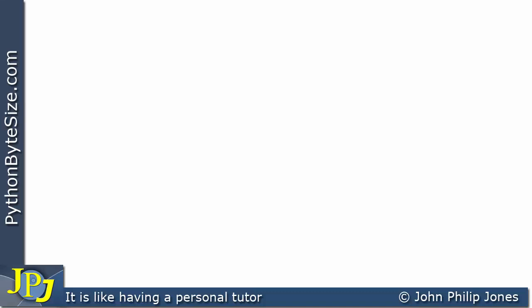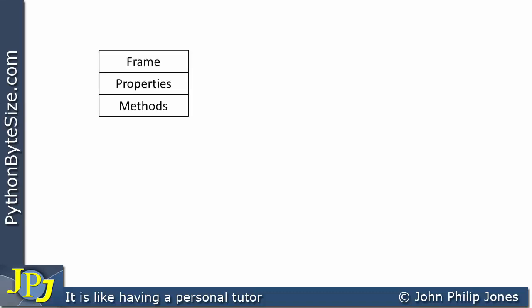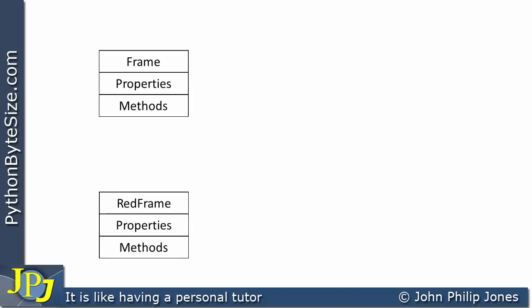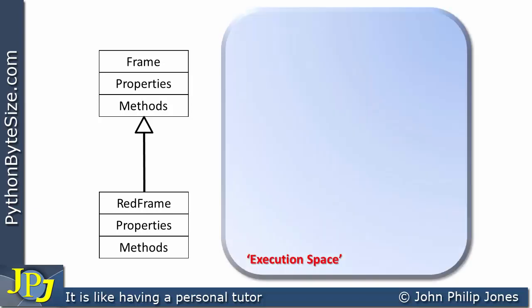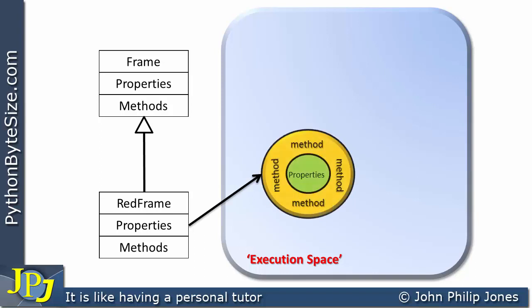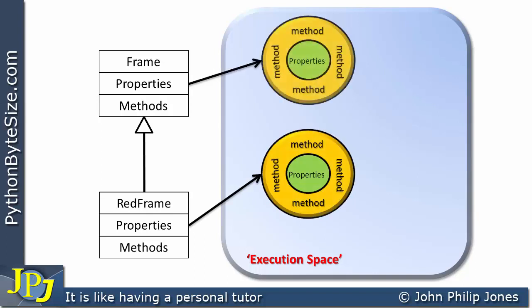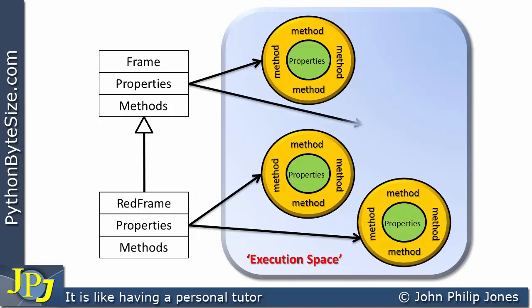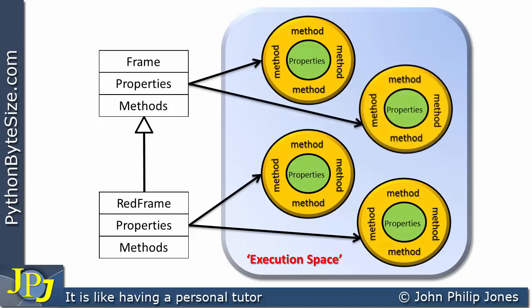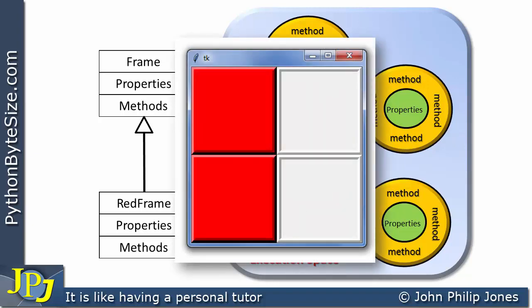What we've seen with the last program is this. We had the frame, and we created a red frame that inherited from frame. And then if we look to the execution space, we created an instance of the red frame, then an instance of the frame, then another instance of the red frame, then another instance of the frame, and then these instances, these objects, were then positioned onto the window, and you can see that illustrated here.